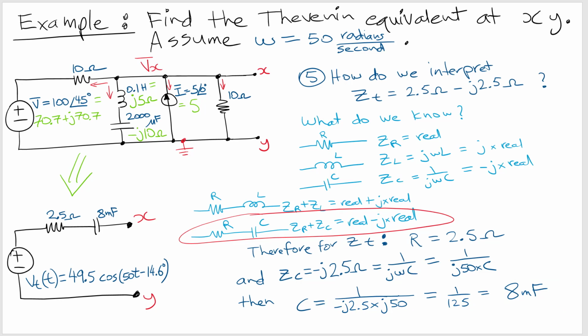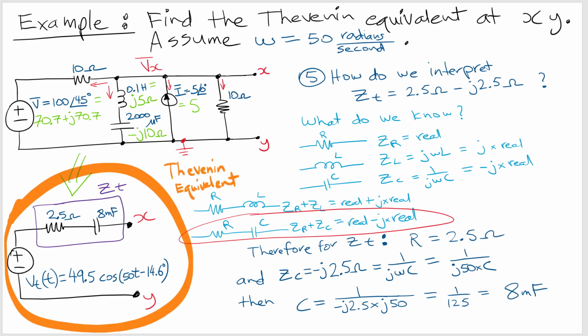So then we can put them into our Thevenin equivalent circuit. So that part is our Thevenin impedance. That is our Thevenin impedance. So that is the final result. That is the Thevenin equivalent circuit of this circuit up here, right? So those two circuits will behave exactly the same if you're only considering points X and Y.